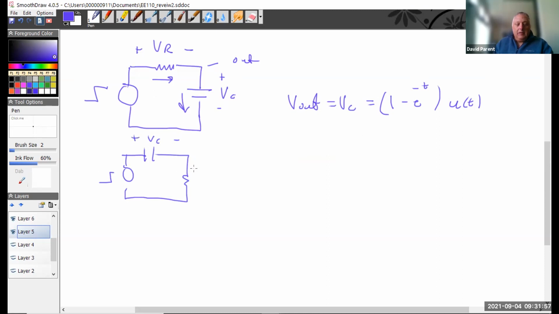VC, VR. Well, here's the thing, right? In a mesh analysis, this current, if R and C are the same as C and R, and it's the same input, it's the same current, right?